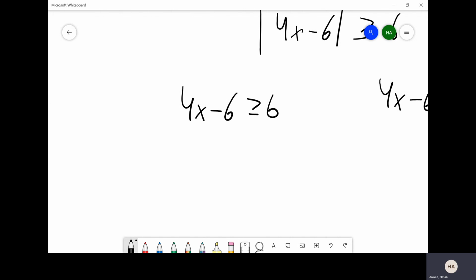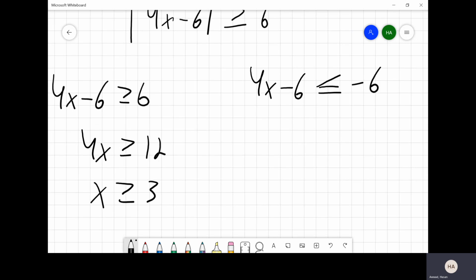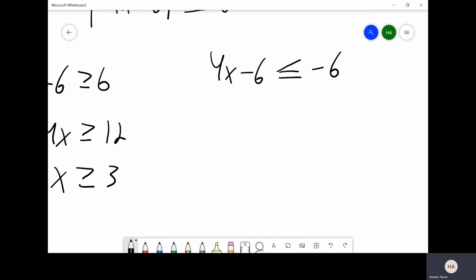So adding 6 to both sides, we get 4x is greater than or equal to 12. Divide by 4, we get x is greater than or equal to 3. And now on this side, we add 6 to both sides once again, right? So adding 6, we got 4x is less than or equal to 0. Divide by 4, we get 0 still. So x is less than or equal to 0.